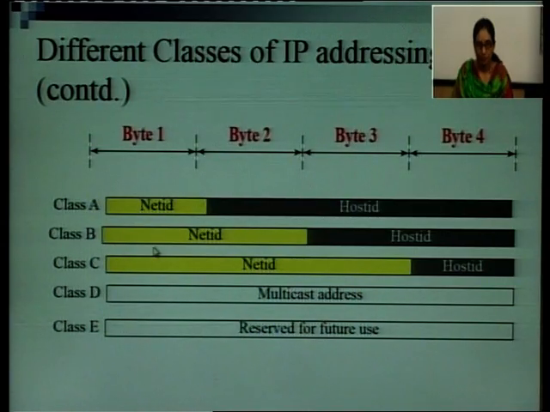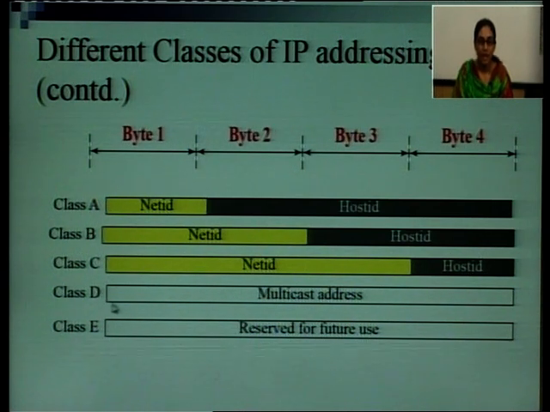In case of class B, the first 2 bits of the first byte are reserved as 10. So the 2 bytes are used for network ID, and the rest of the 2 bytes are used for the host ID. In case of class C, 3 bits are reserved, that is 110, and the 3 bytes are used to identify the network ID, and only 1 byte is used to identify the host ID.